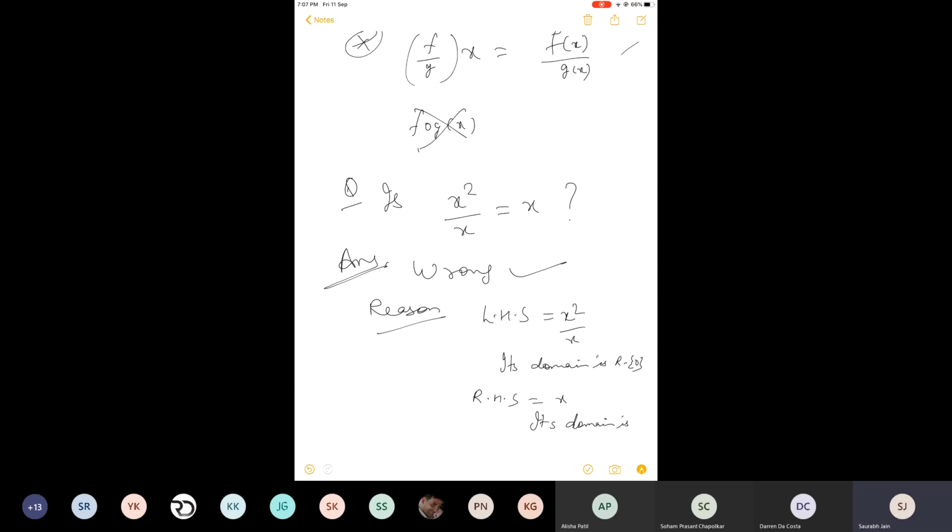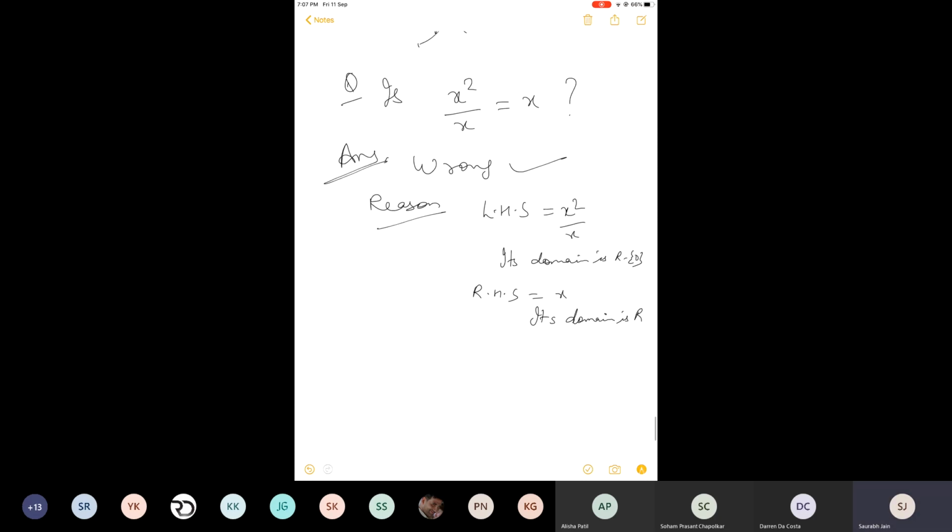Try to remember identical functions. Two functions are said to be equal or identical if they have the same domain, the same range, and their graphs are also exactly overlapping. It is not matching even the first one. So forget about range and everything.